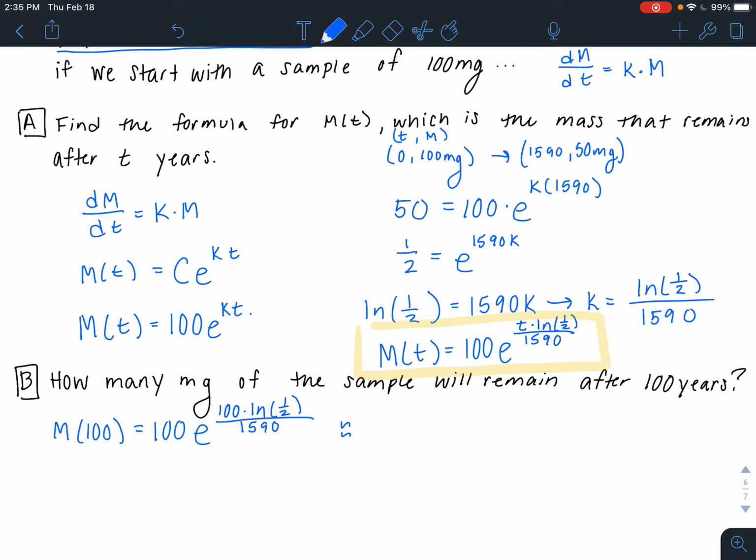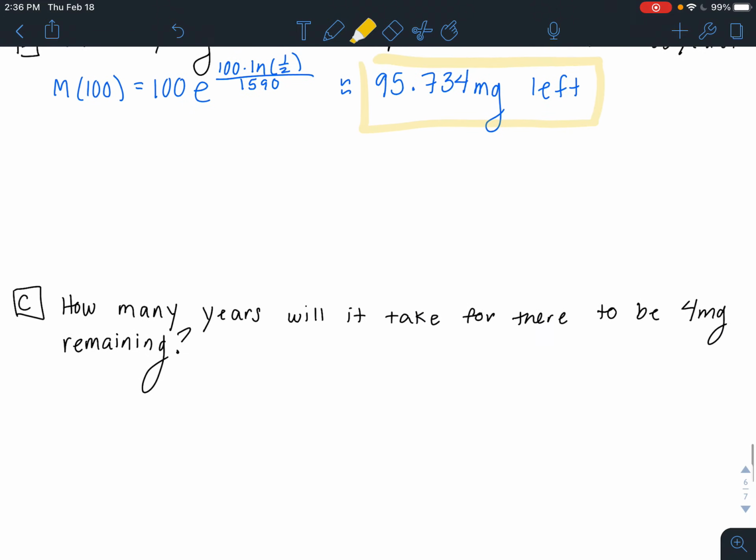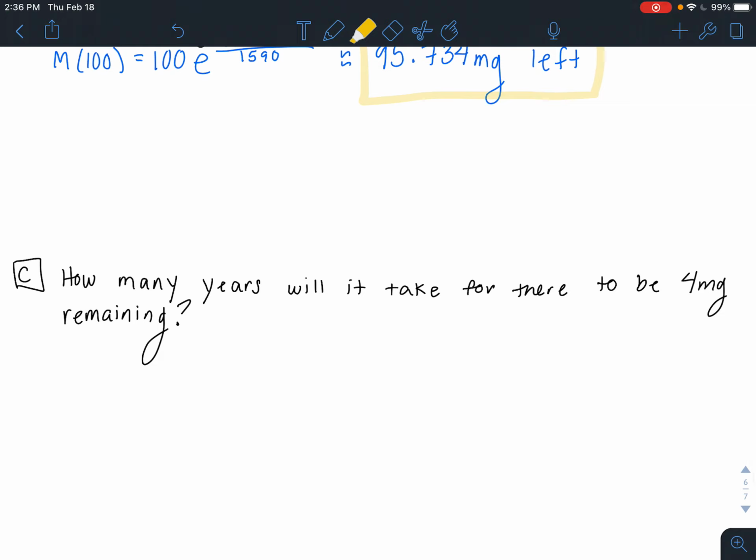Then you're just going to type that into your calculator super carefully. So 100 times e, make a fraction in the exponent: 100 times the natural log of 1/2 all over 1,590. That's going to be approximately 95.734 milligrams left. Since we have the model, we can find how much is left after any given amount of time. We can also solve to see how long it will take for us to have a certain amount left.